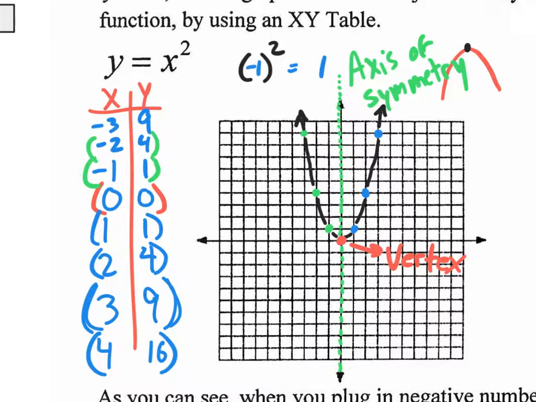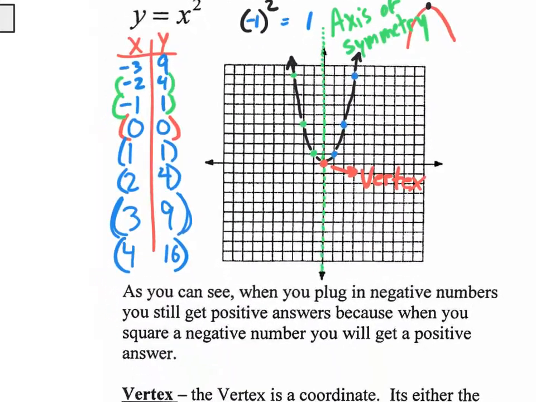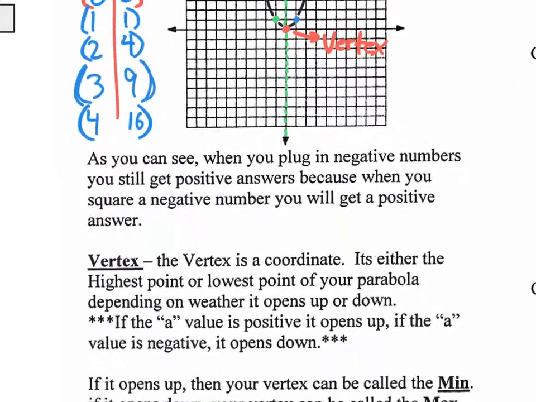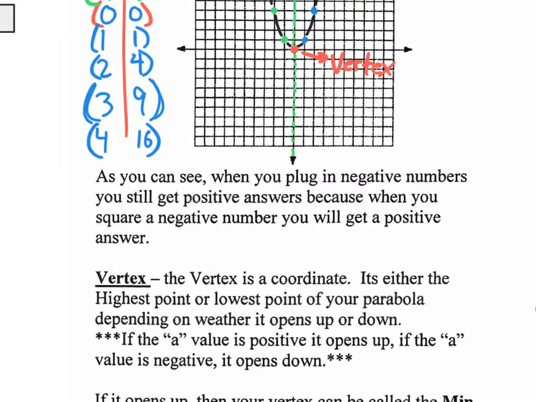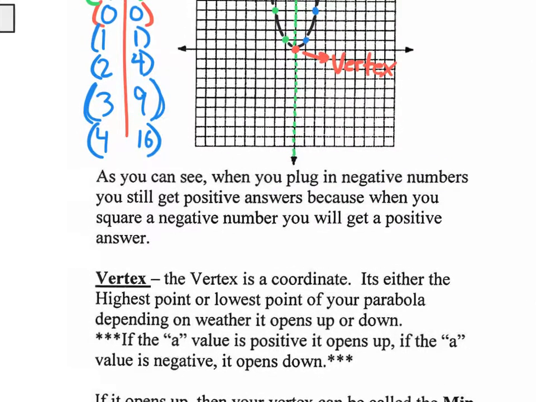Now, knowing the axis of symmetry and how it provides a reflection will save you a whole lot of time. You're not going to have to do this whole ginormous XY table and plug in all these different numbers. You're going to be able to plug in a couple of numbers and then just map them over to the other side, and you'll have your entire parabola very quickly. So I hope you guys took notes and did everything I did right here. And let's move on. It says, as you can see, when you plug in negative numbers, you still get positive answers, because when you square a negative number, you'll get a positive answer.